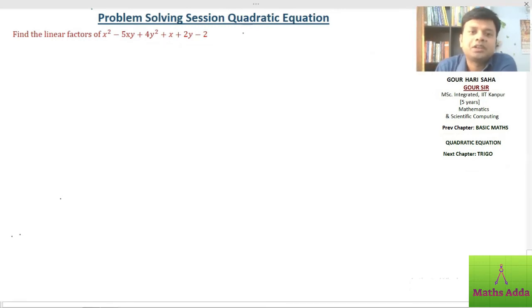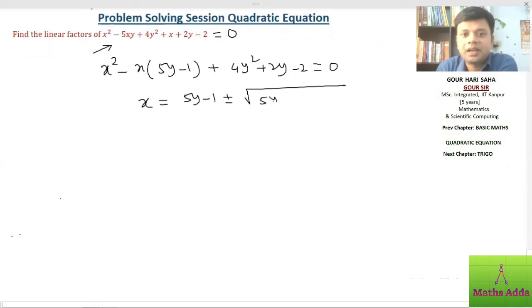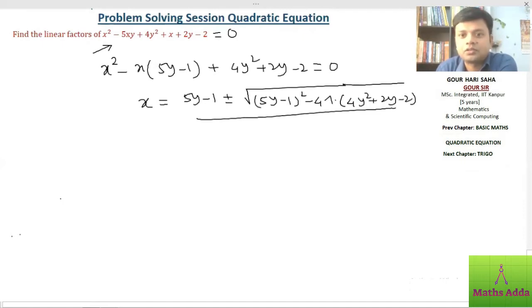How to do it? We will make it a quadratic equation. So, make it equal to 0, and convert it to a quadratic in x or y. I am converting to a quadratic in x. So, it is x square minus x, then 5y minus 1 are the x terms, and then the constant terms are 4y square plus 2y minus 2 equal to 0. Now, what is x? Apply the Sridharacharya formula. So, x is equal to 5y minus 1, that is minus b, plus minus root under b square, that is 5y minus 1 whole square, minus 4 into a, which is 1, and then c is 4y square plus 2y minus 2, divided by 2a, that is 2.